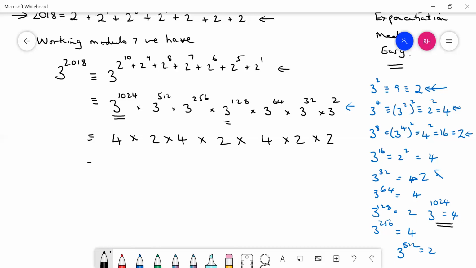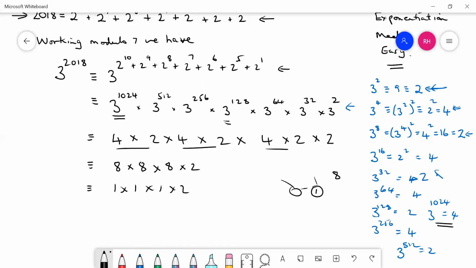Okay. So at this point, we can start working things out. What's this? 8 times 8. That's the 8. That's the next 8. That's another 8. 8 times 2. Now, what's 8? Remember the glasses? Here's 8. And what do I see when I've got my mod 7 glasses on? 1. So it's 1 by 1 by 1 by 2. So the answer's 2.